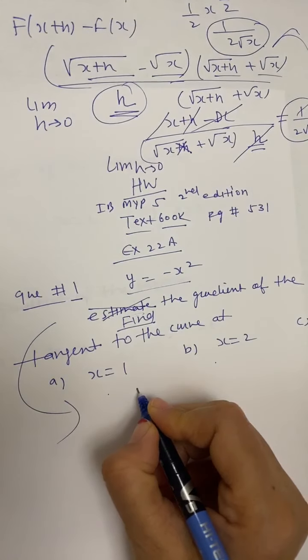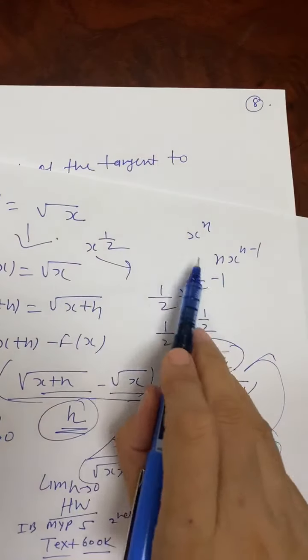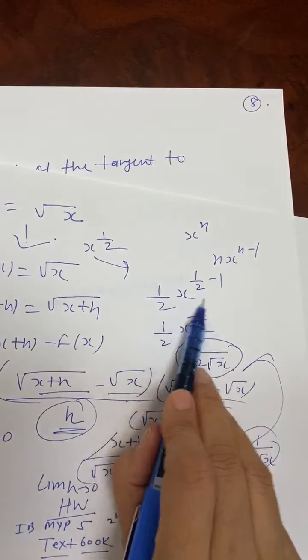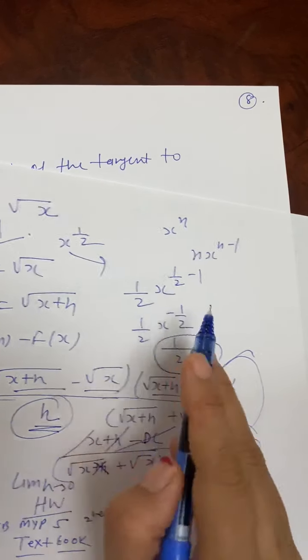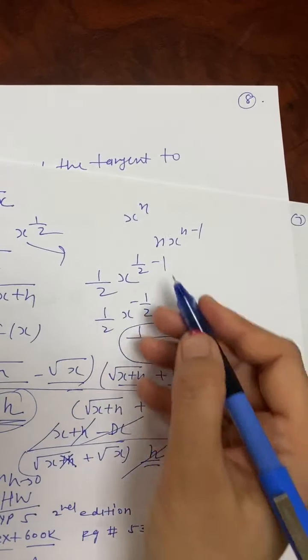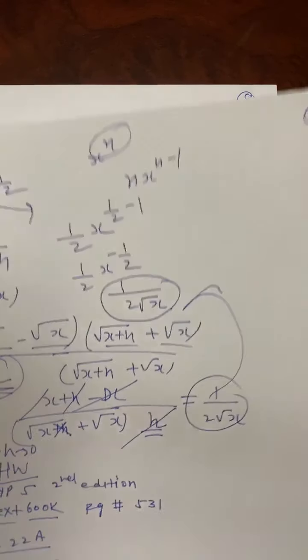Before I do this, I also forgot to say that this formula works even when n is a rational number. So n can be anything for this formula. It could be a fraction, it could be an integer. It works for all, okay?